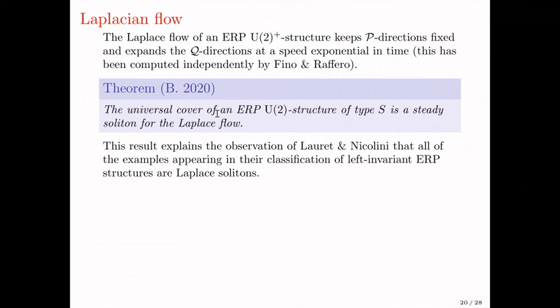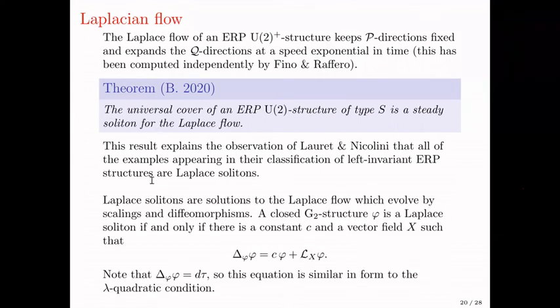It's that the universal cover of an ERP U2 plus structure of type S turns out to be a steady soliton for the Laplace flow. A steady soliton is just a solution to the Laplace flow that evolves just by diffeomorphisms. It doesn't scale or anything. It's kind of a fixed point for the flow up to diffeomorphism. Now, Lauret and Nicolini had noticed that all of their examples were steady Laplace solitons. Given that all their examples are type S, this theorem explains this observation.